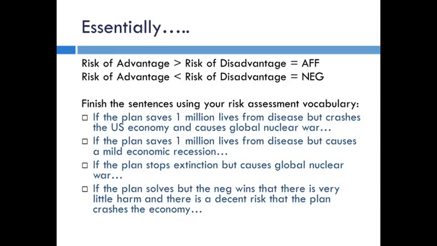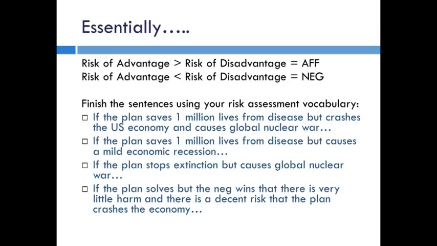If the plan saves 1 million lives from disease, but causes the U.S. economy to collapse, which causes major nuclear war, the answer is the magnitude of economic collapse is greater than saving 1 million lives, which means that the neg would win. Okay, so that would be the answer to that one. So here are 3 more. Pause the video, write down the answers to these 3, and then I'll go through them after you unpause the video. So pause. Okay, unpause. I'm going to assume that you've done this.